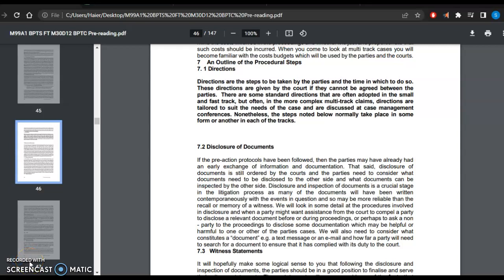Then comes the stage of procedural steps. There are many directions that the parties have to follow. In many cases, parties agree upon the directions that they may follow, but if they don't agree upon those directions, the court may give them the directions that they have to follow.